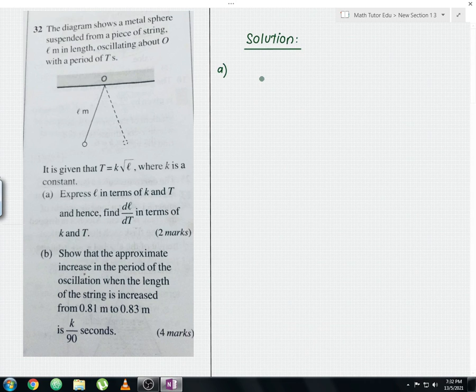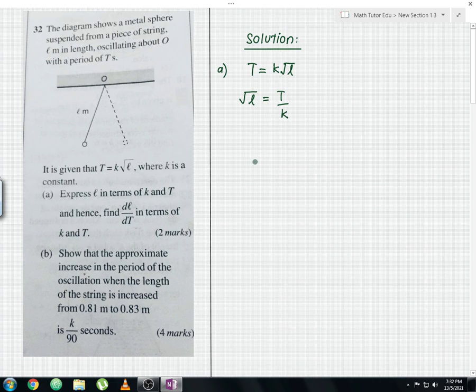Let us begin our discussion for the question part A, where we need to express L in terms of k and t, and then we need to find dL over dt in terms of k and t. Okay, so the first step what we need to do is write down the equation t is equals to k square root L. So using the algebra formula, we need to express L in terms of k and t. So from this equation, we need to form square root L in terms of k and t. So for that, square root L will be equals to t divided by k.